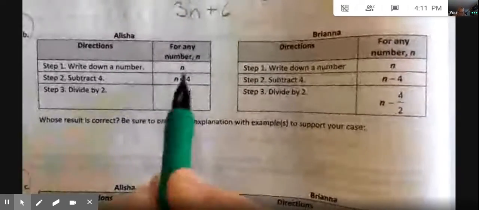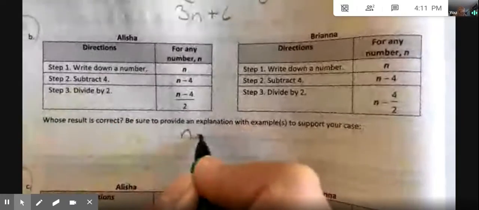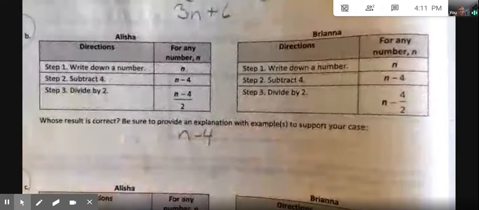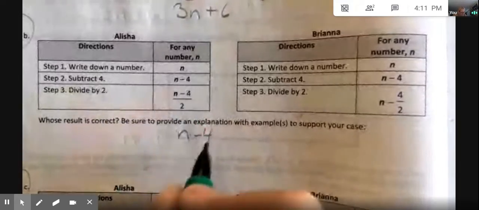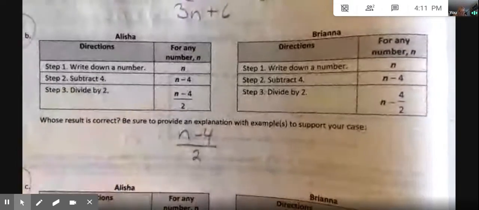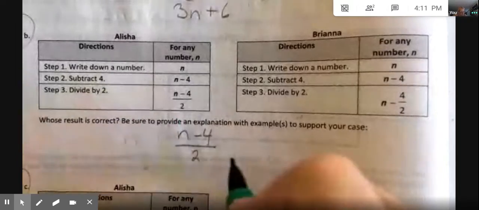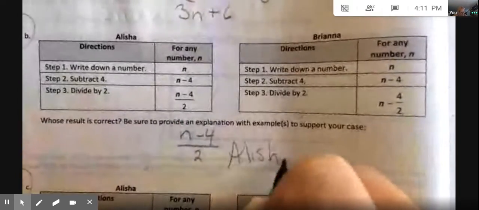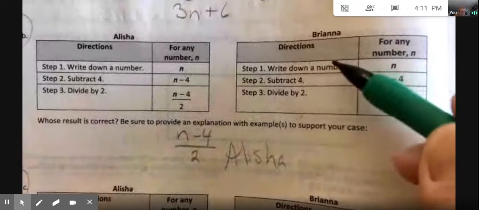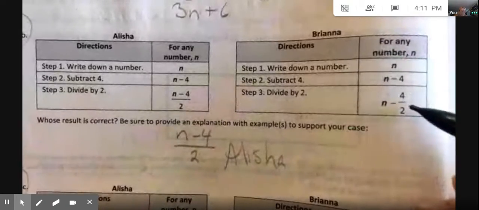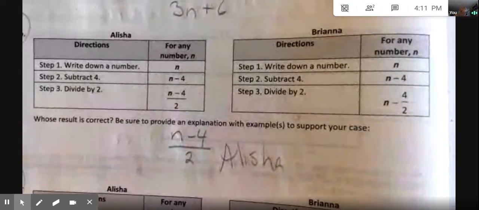All right, write down a number, n, subtract 4, and then divide by 2. Well, we have to divide the whole thing by 2. So it looks like Alicia is correct. So provide an explanation. You could say Brianna only divided the 4 by 2, or she didn't divide the whole thing by 2.